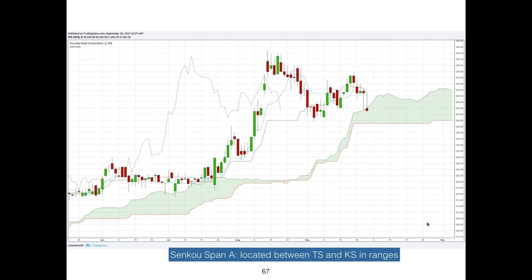It is always found right between the Kijun-sen and the Tenkan-sen. So the Tenkan-sen is here, the blue line. The Kijun-sen is here, the red line. And if you move 26 periods forward, the Senkou Span A is located at the same range and in between the Tenkan-sen and the Kijun-sen lines.